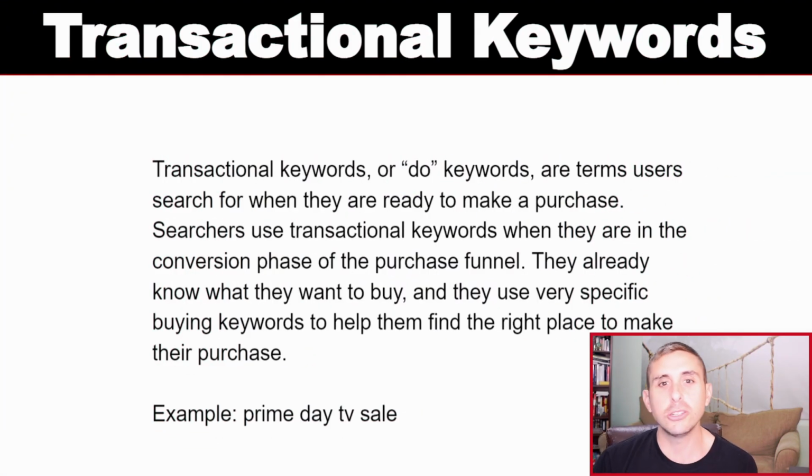Next, we have things like transactional keywords. So this is pretty cool. This might be a little bit more for Google, but transactional keywords are described as do keywords. Users use these search terms when they are ready to make a purchase. Searchers use transactional keywords when they're in the conversion phase of the purchase funnel. They already know what they want to buy, and they use very specific buying keywords to help them find the right place to make their purchase.